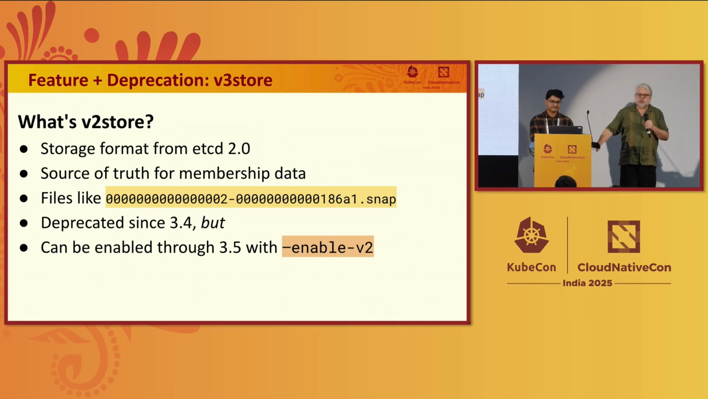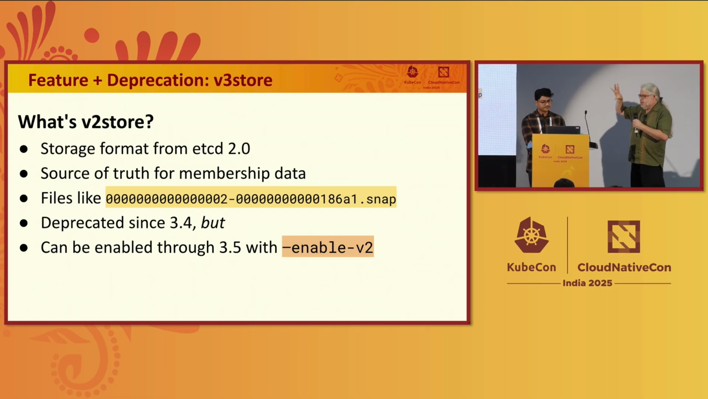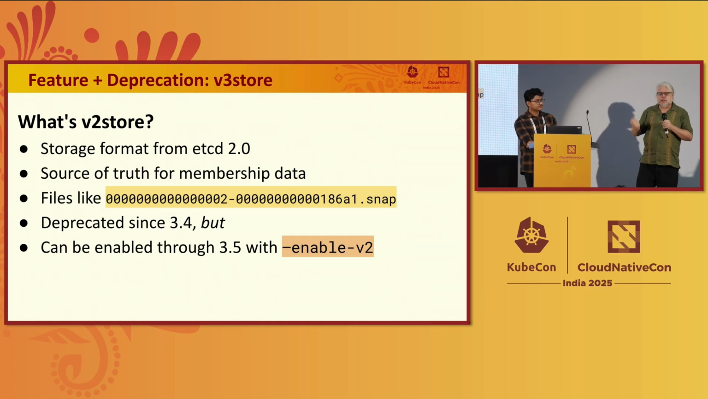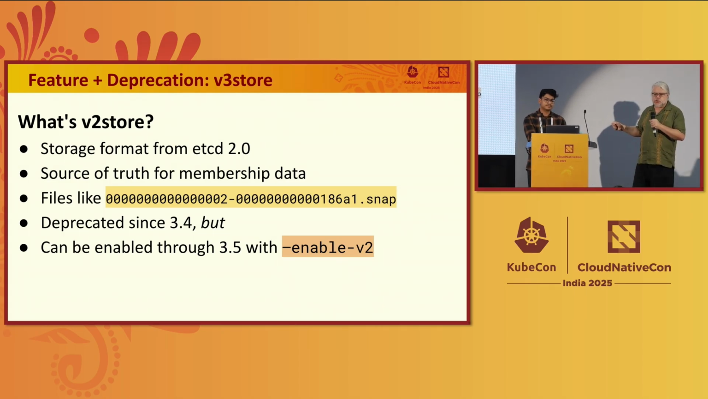It is the source of truth for membership data among the nodes. Who is a member of the cluster? You know you're on V2 Store because you see a bunch of files in the old hex format name. Technically, V2 Store has been deprecated since etcd 3.4, but we allow people to continue using it through etcd 3.5, right, with a switch.